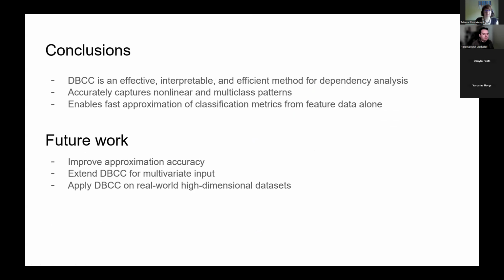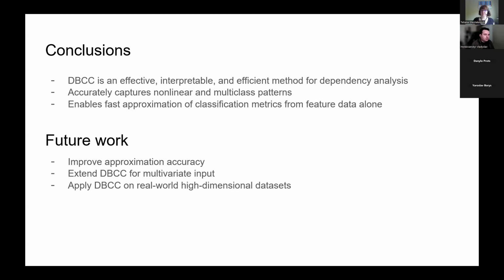To summarize, DBCC is a simple, fast, and interpretable method for analyzing feature-label dependencies. It can effectively handle nonlinear and multi-class relationships. It enables approximation of classification metrics without any model training, and it may serve as a powerful tool for future analysis in practical ML flows.